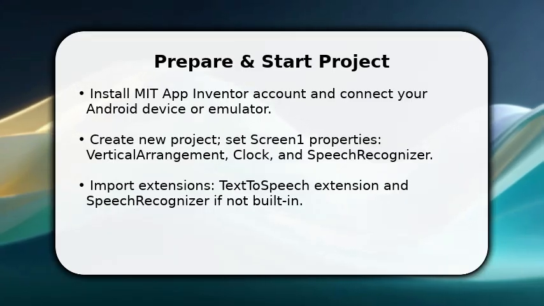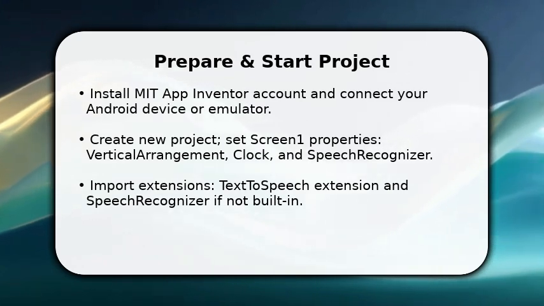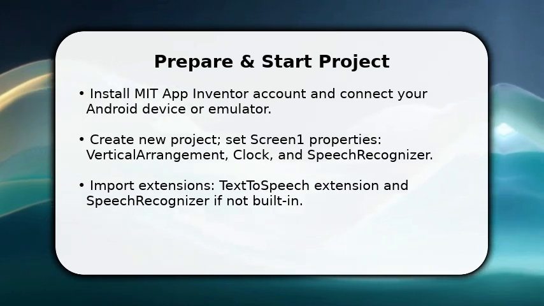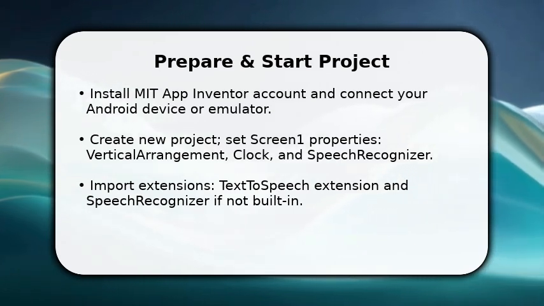You begin by opening MIT App Inventor and creating a new project named for your assistant. Connect your device or emulator so you can test live. Add a vertical arrangement and drag in a clock component, speech recognizer, and text-to-speech extension.